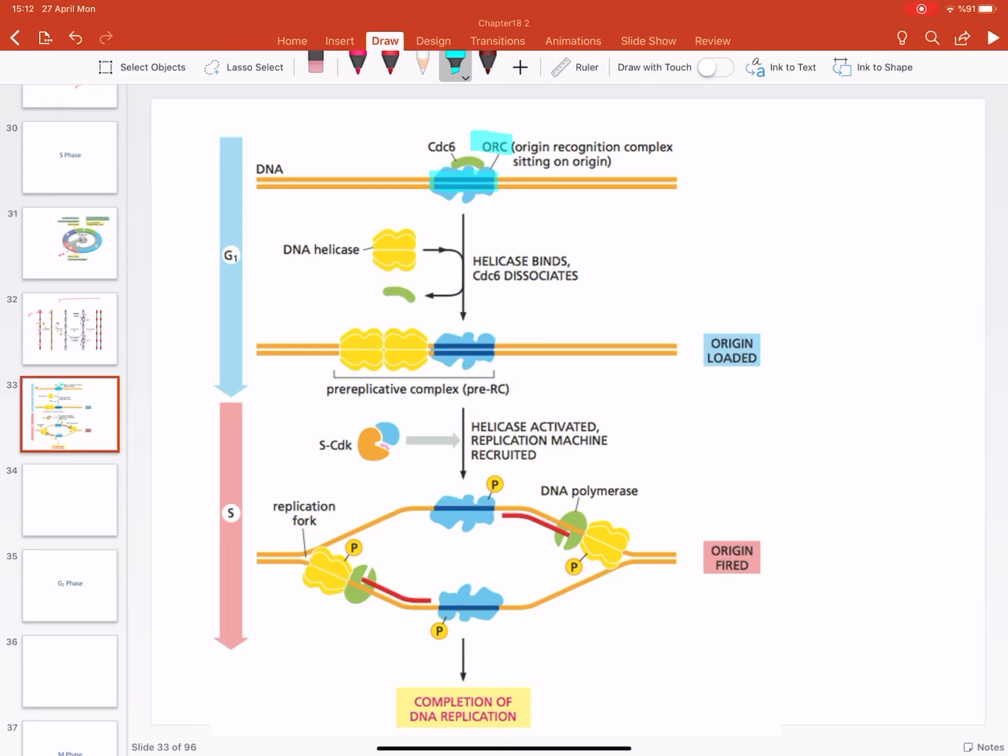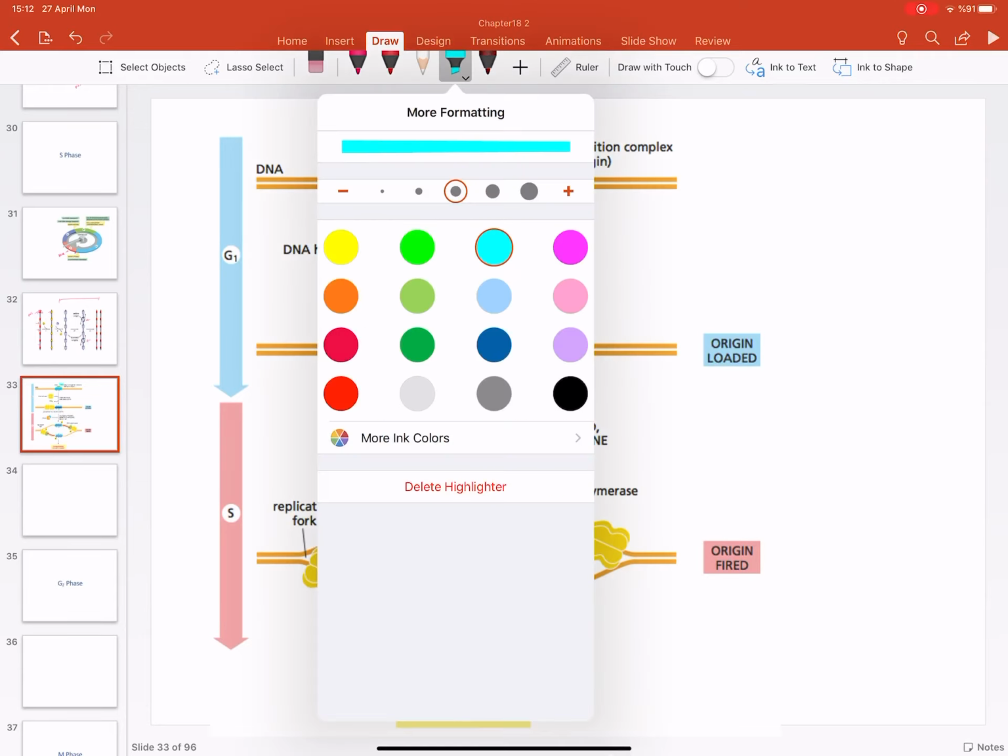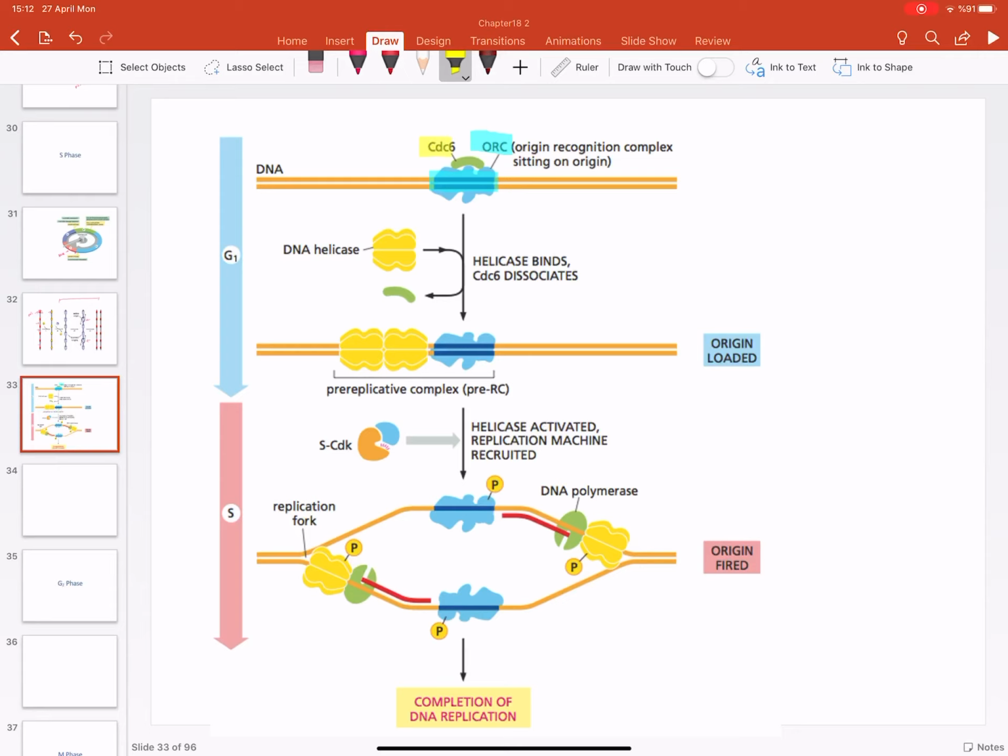So this is the natural way, this is the default way. Even if it's in G2, even if it is in G0, this is how it waits. But this way, with the origin plus ORC, it is not active yet. To activate it, first you need something called CDC6. CDC6 is produced in the cell cycle in the early G1, and it is going to bind to this ORC complex.